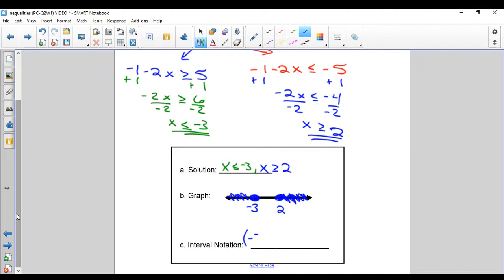Open it with parentheses, negative infinity to negative 3, close it with a bracket, union them together, open with a bracket, 2 to positive infinity, close it with parentheses. That's your solution.